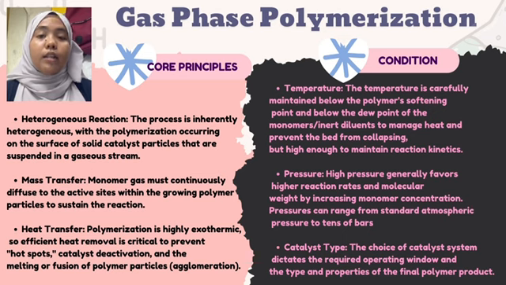The third one is catalyst type. The choice of catalyst system dictates the required operating window and the properties of the final polymer product.